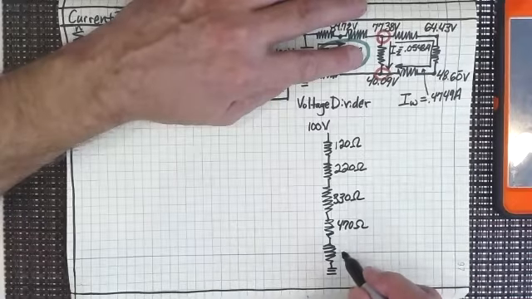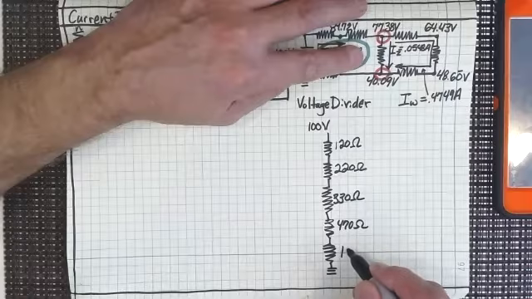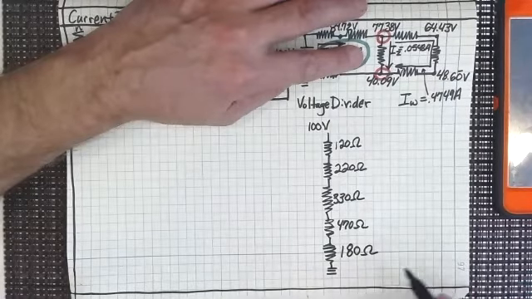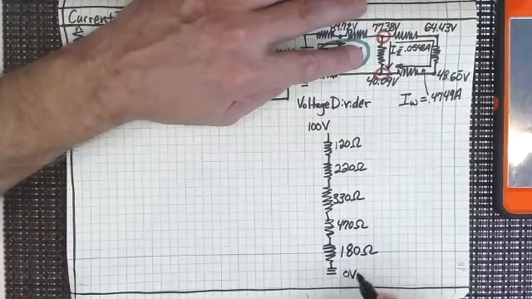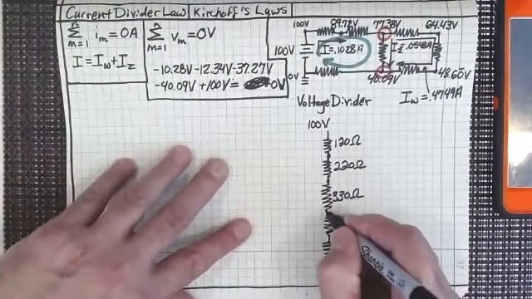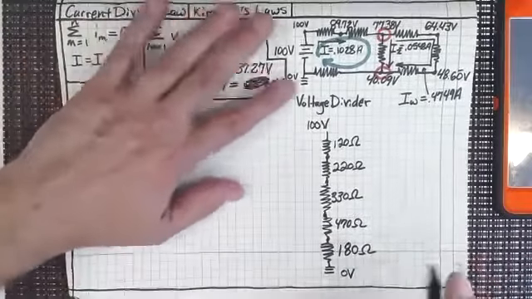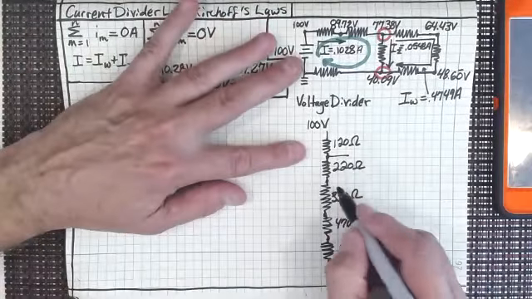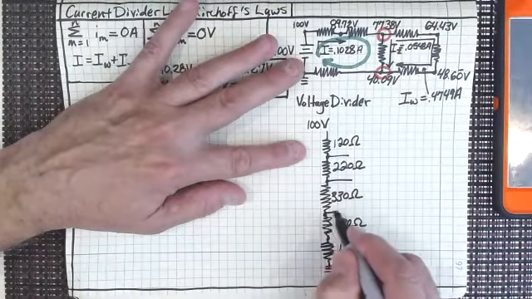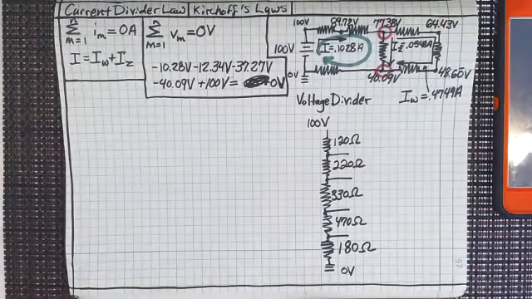And then I'll put, I don't know, let's put a 180 ohm here down at the bottom. And of course, this is going to be 0 volts, and that's 100 volts. So at each point along there, what would the individual voltages be? Let's just draw some lines out there so that we can put the voltages that we would have. How would I do that?